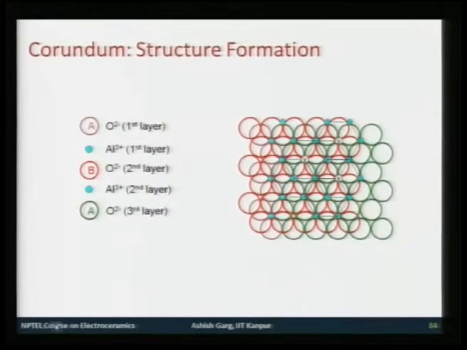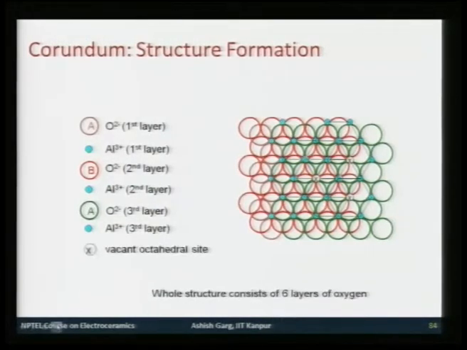So, when you put the next layer, this is the next layer of oxygen atoms, and the next layer of aluminum atoms goes there. If you keep doing this and you stack 6 layers of oxygen on top of each other, then you form the whole unit cell of alpha alumina or corundum.